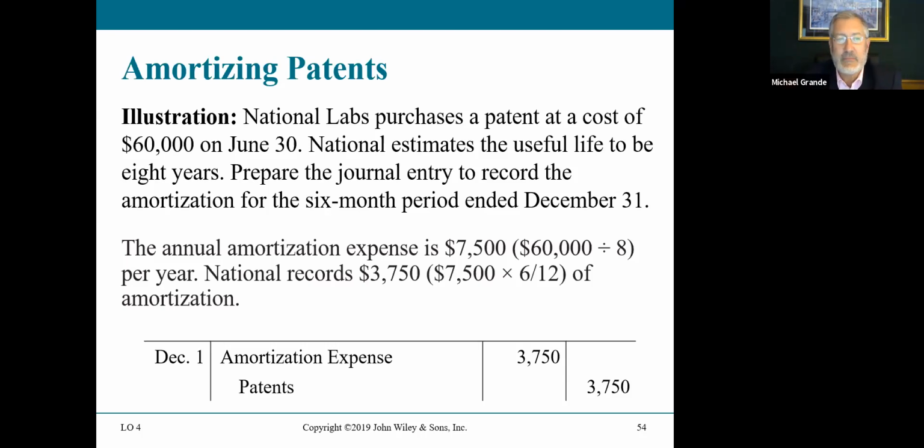National records $3,750, which is half a year. Debit the expense, amortization expense, credit the asset, patents. You could credit the asset patents or credit accumulated amortization. Either one's fine.